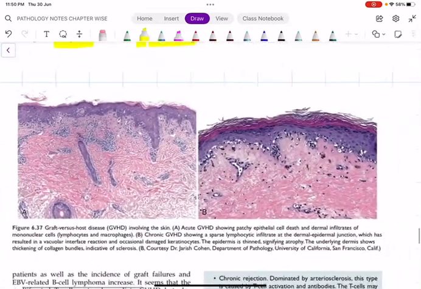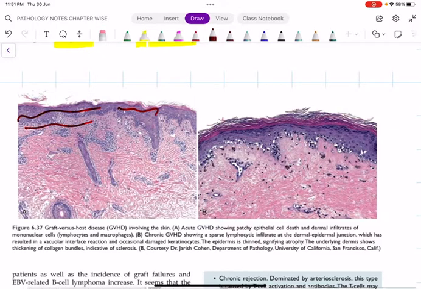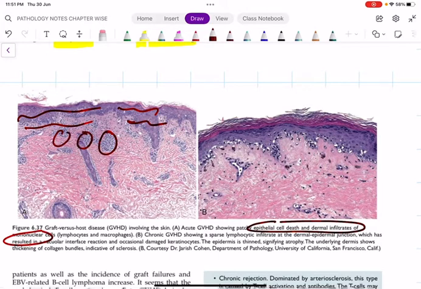In this picture you can very clearly appreciate this is the epithelium. You can see epithelial cell death and dermal infiltrates of mononuclear cells. What are these groups? These are dermal infiltrates, neutrophil infiltrates. And this is chronic.